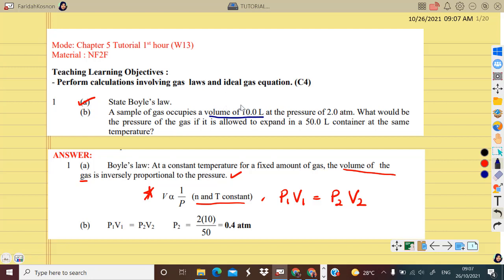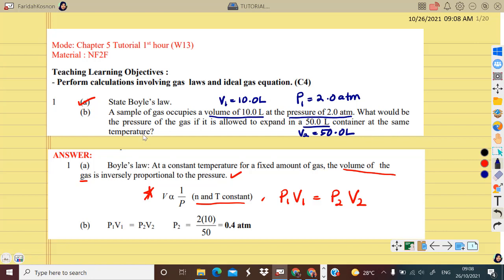So, we have 10.0 liter. So, we have V1 10.0 liter. And this gas, the pressure is 2.0 atm. So this is the initial pressure of the gas. Okay. Alright. So what would be the pressure of the gas if it is allowed to expand in a 50.0 liter? So soalan tanya, kalaulah gas itu mengembang ataupun gas sifat dia boleh mengembang kan? Gas boleh expand. Okay. So the final volume is 50.0 liter at the same temperature.